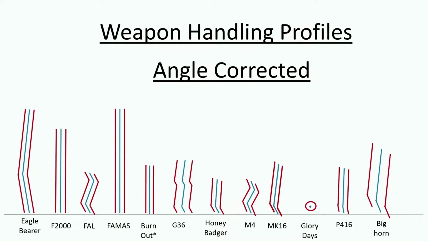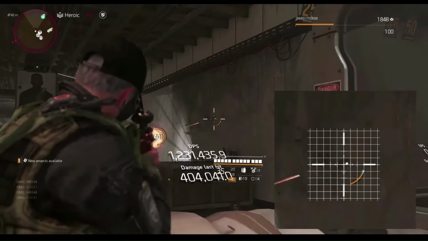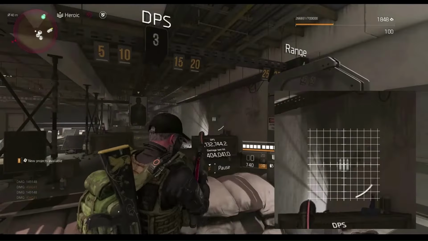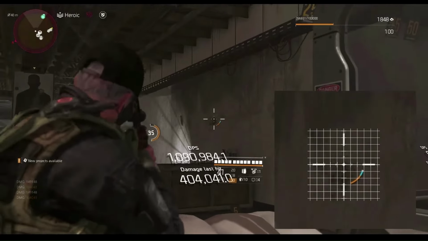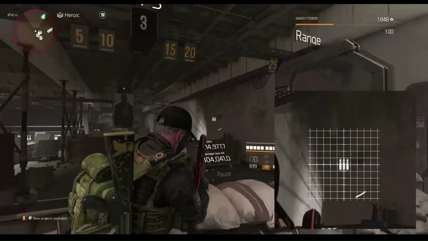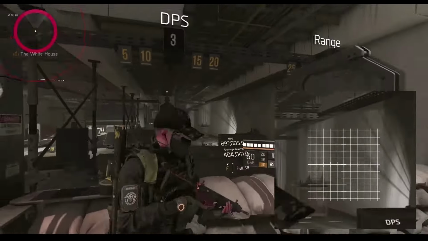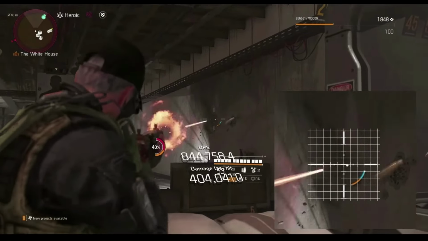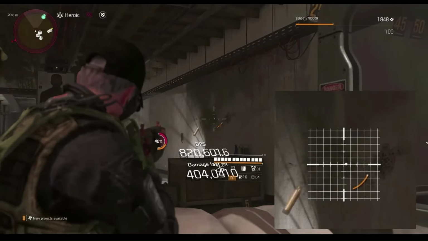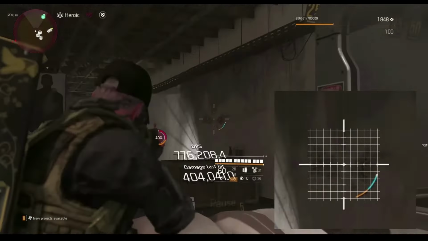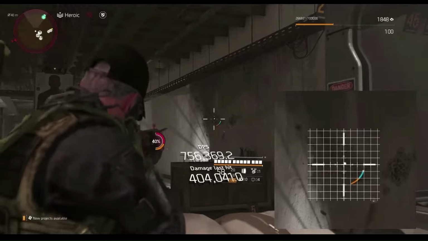So the next adjustment that I made, it could have gone in the last video because it's a non-human characteristic. It's a characteristic inherent to each weapon system. And that is that every weapon system has a different rate at which it will bloom to its maximum inaccuracy. So here we're looking at the Eagle Bearer, and the Eagle Bearer takes 40% of its total firing time to reach its maximum inaccuracy.